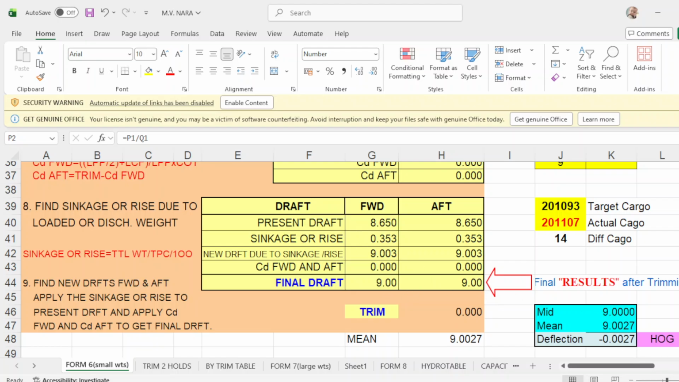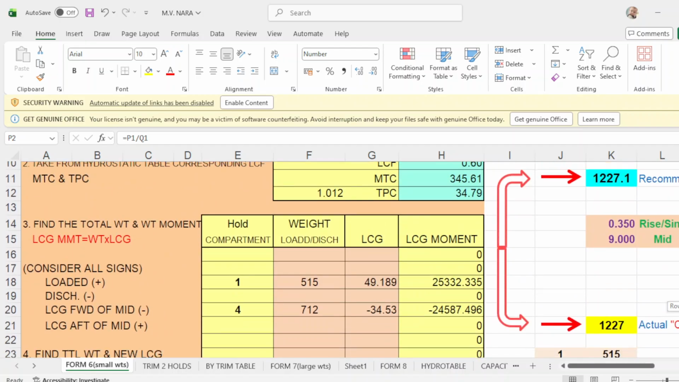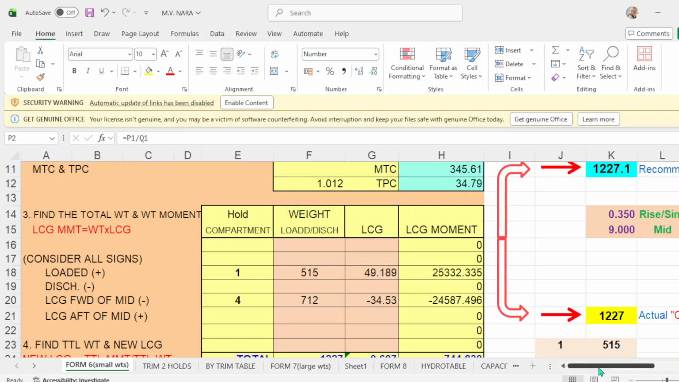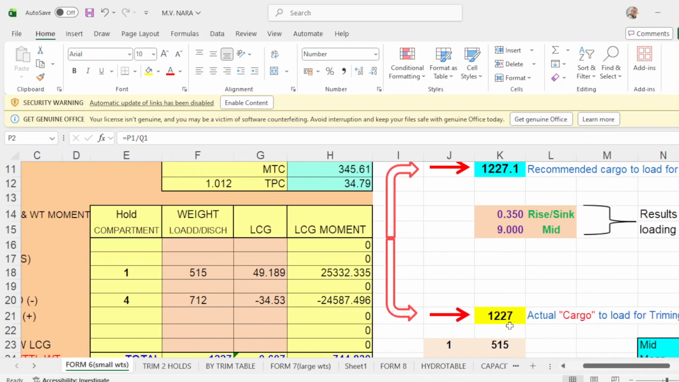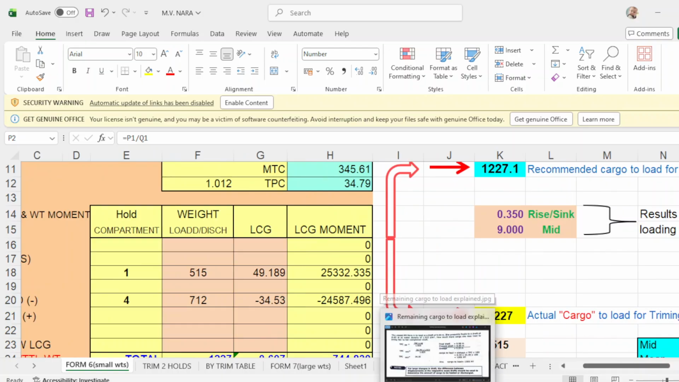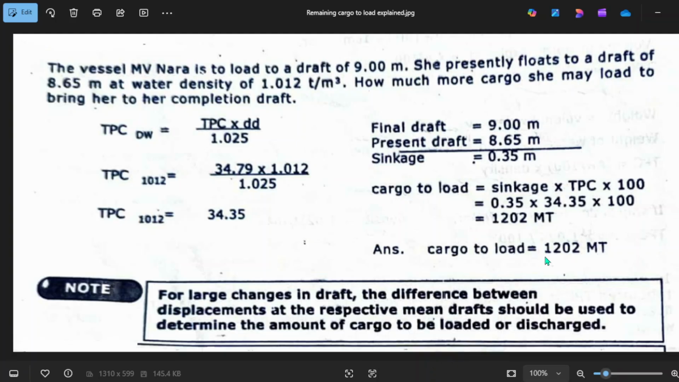Okay, but I would recommend that you load 227 metric tons instead of 1,202, because this one is, for me, wrong. Okay, so please investigate, guys.